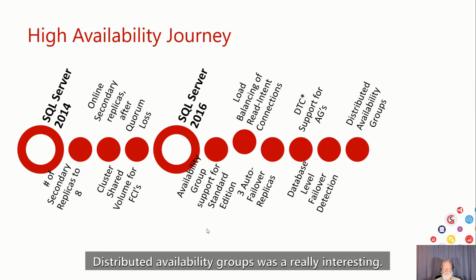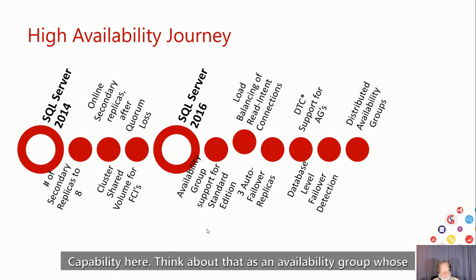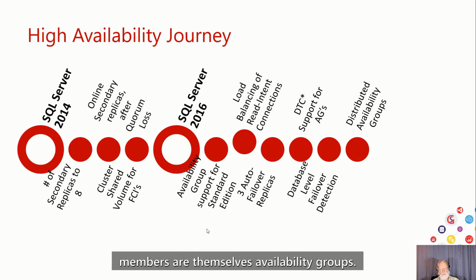Distributed availability groups was a really interesting capability here. Think about that as an availability group whose members are themselves availability groups. So it's a loosely coupled set of availability groups. So why would you want to do that?